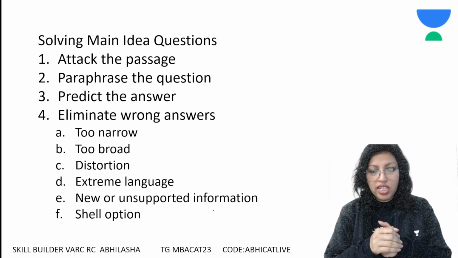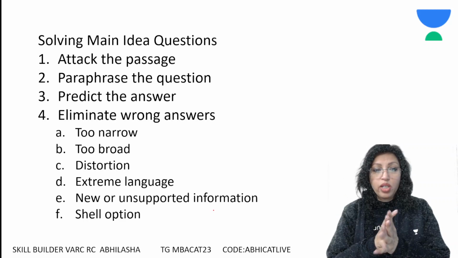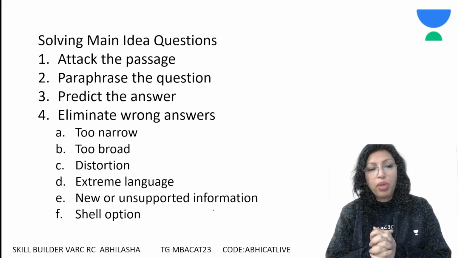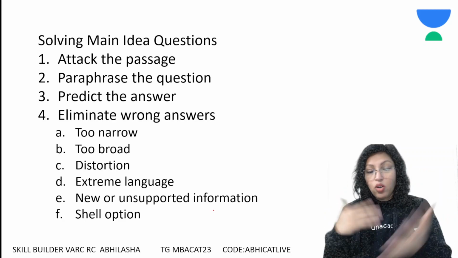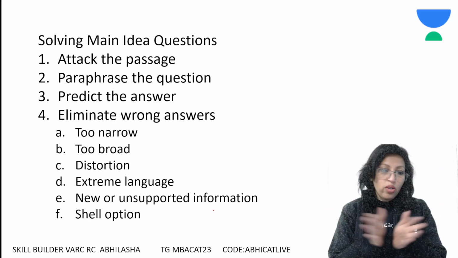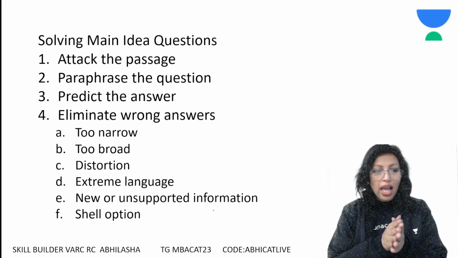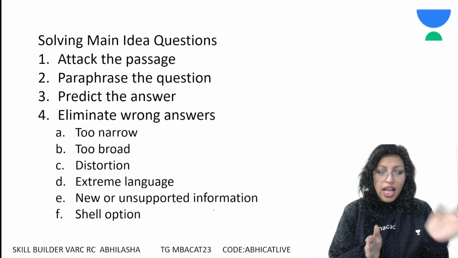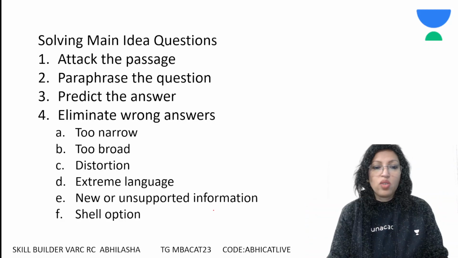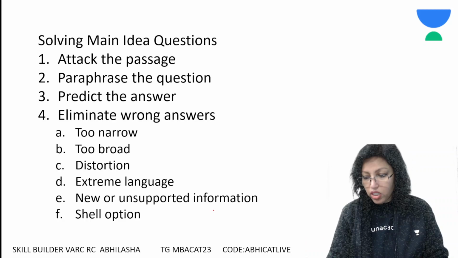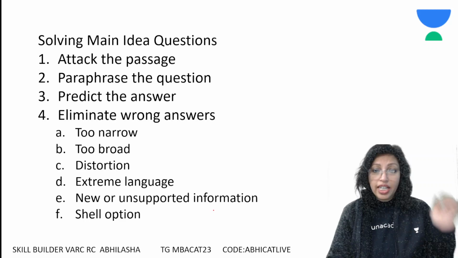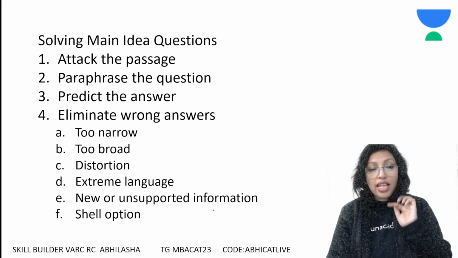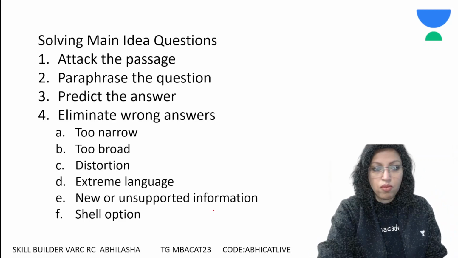Number 2, we'll paraphrase the question as well as the options also. We'll in our own mind predict the answer. We'll think, okay, what should the right answer be? Then we'll eliminate the wrong answers. We'll do too narrow, too broad, distortion, extreme language, new information, shell option. There are so many ways you can eliminate an answer. So we will talk about each one of those too. But let's come to the first idea and how to attack the passage. That's the first thing we will learn.